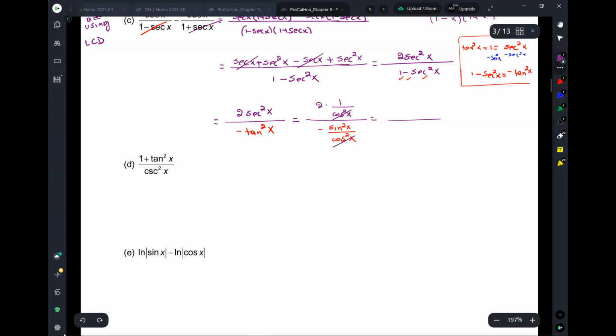So let's see what we have left. I have 2 on top, negative sine squared x on the bottom. And then we're done. You just put the negative on the side. Right. You can also write it like this. Oh, and then because the negative tangent squared x was in there, and we know that it's not sine x or cosine x, that's how we simplify more. Okay.